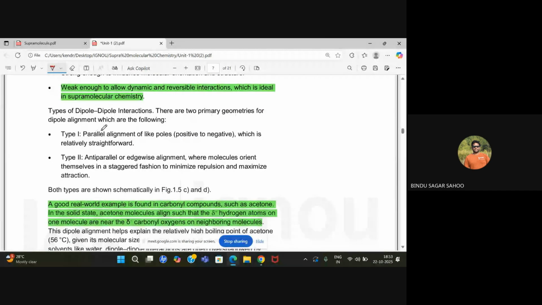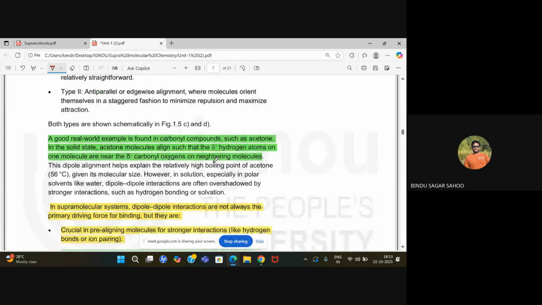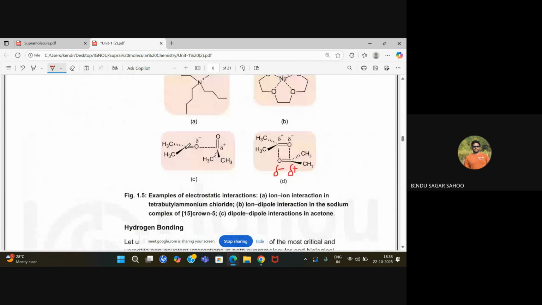You can read out here. Type 1 is parallel alignment of like poles or positive to negative, which is relatively straightforward. Another position is type 2, anti-parallel or edge-wise alignment. Okay. Anti-parallel or edge-wise alignment. Here you can see this alignment will be called anti-parallel, and it looks like a perpendicular type of alignment. If you consider this a straight line, the molecule is coming just like that. So this type of alignment is called anti-parallel alignment.